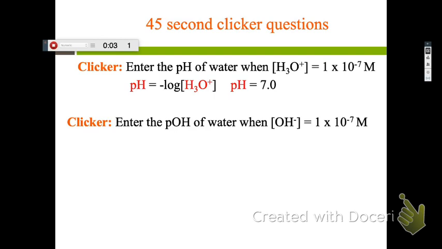15 seconds for this one. Oh, we're past 15 seconds.